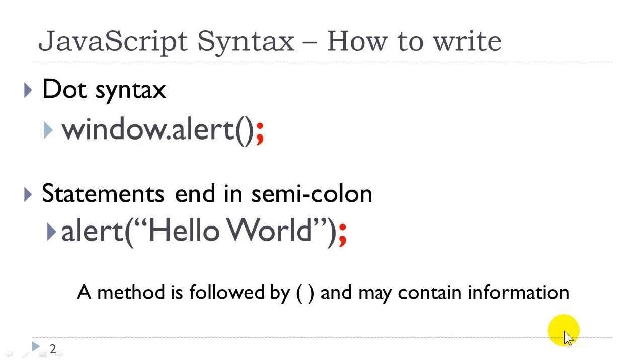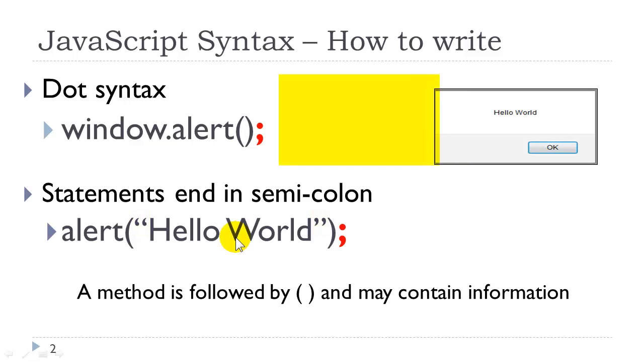Here is an example of the alert method without being tied into the window object. Because the window object is the top level object, we do not need to use it. We can just say alert. Inside the parentheses, we have a literal expression enclosed in quotations. It would output whatever is in these parentheses to the browser in the message box, as we see here.